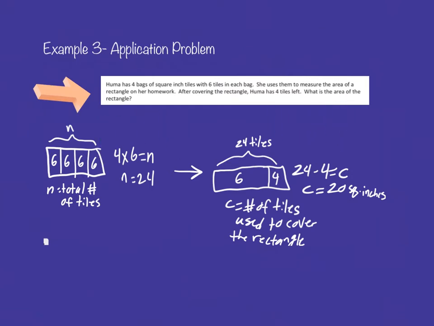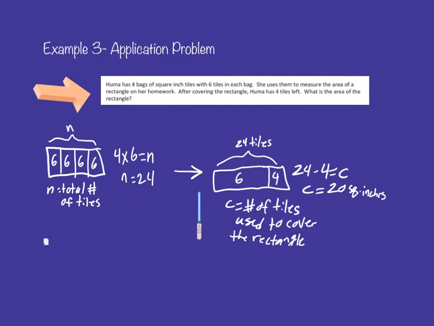So as you can see over here, I drew out a rectangle and cut it into 4 pieces and put 6 in each one. Now above this is n, and n is the total number of tiles. It's very important to label these letters. So, you initially would take 4 times 6 equals n equals 24.